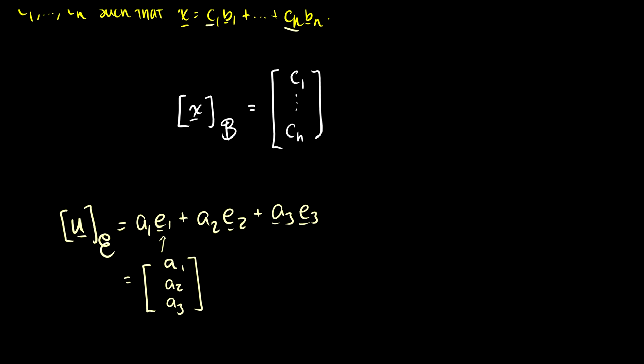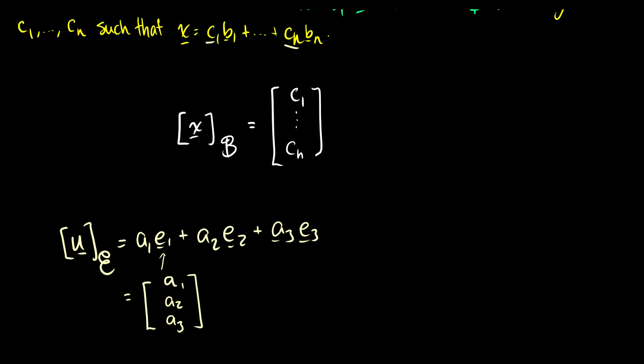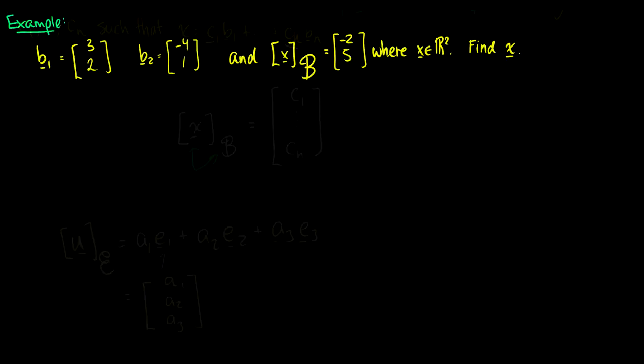So when we take a look at this notation where x is equal to c1 b1 all the way to cn bn, and we see that the coordinate vector x relative to b is written as c1 through cn, it's really just the same thing as the vectors we've been using all along. We take a vector u in the standard basis, it's equal to a1 e1 plus a2 e2, so on and so forth, and this is really just a vector with the coefficients. So we've already been working with things like this. So let's just see how it works.